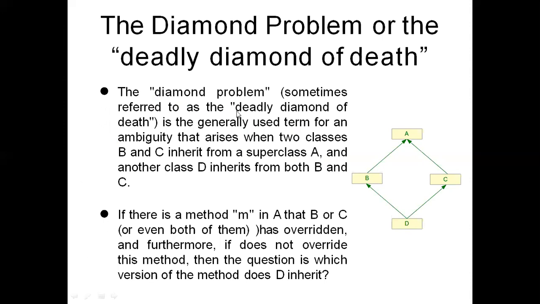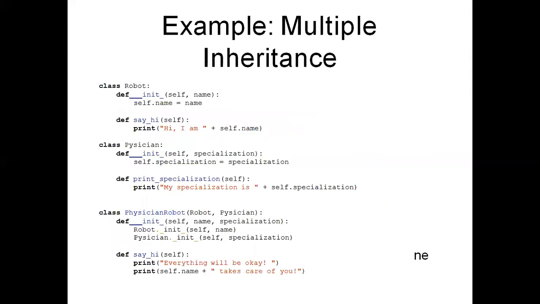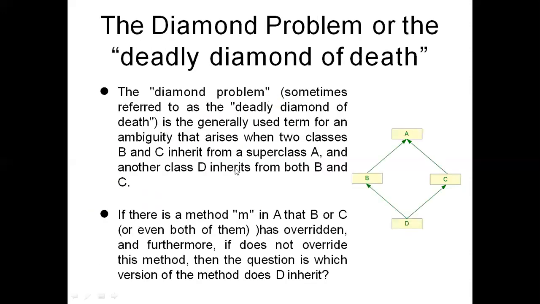So I told you that this kind of thing leads to the deadly diamond of death, right? What basically it says is defined as the diamond problem, sometimes known by this name. It's generally used for the term ambiguity because confusion arises. First of all, if we do not define it here, there will always be confusion about which has to be invoked, right? Now, let's see what it is trying to say. It arises when two classes B and C inherit from the superclass A. That is entirely okay. A parent can have two children, right? And another class D is inheriting the properties from B and C.